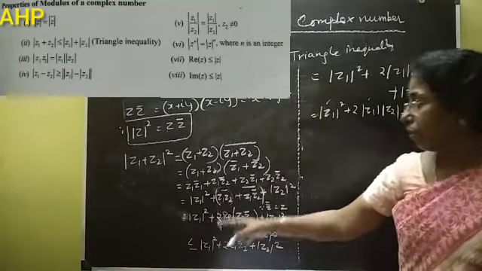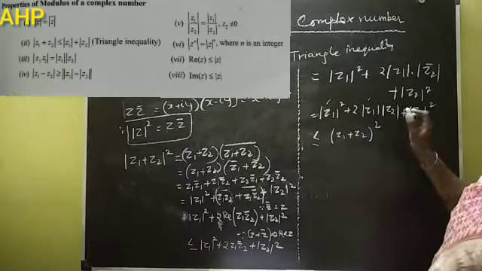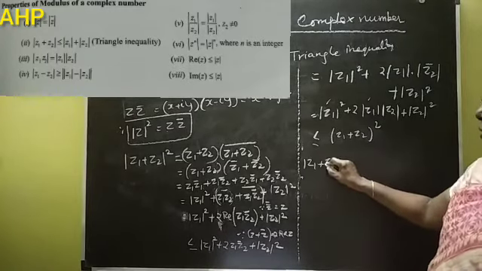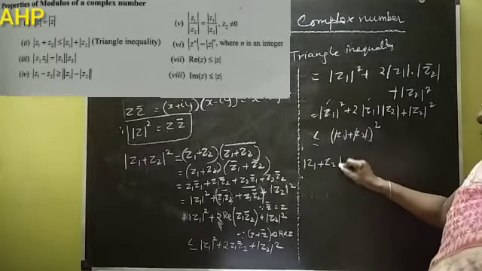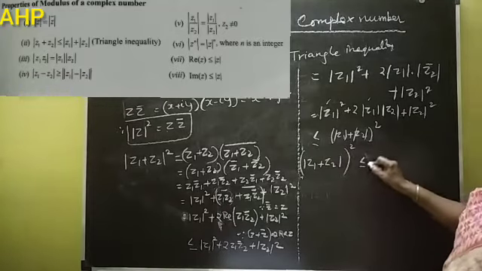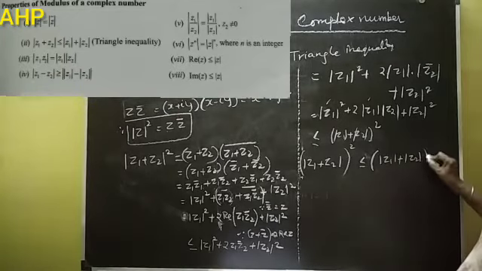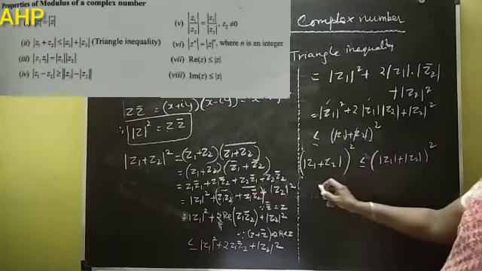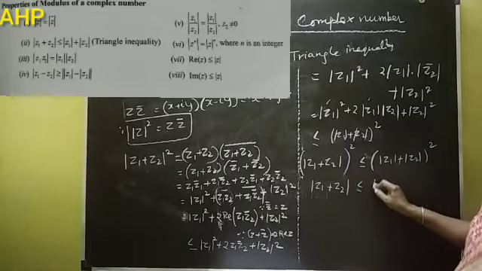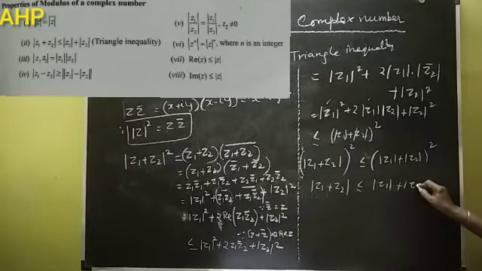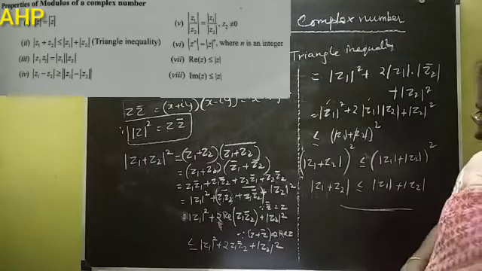So already this is less than or equal to. Therefore, modulus z1 plus z2 the whole square is less than or equal to modulus z1 plus modulus z2 the whole square. Taking the square root on either side, we get modulus z1 plus z2 is less than or equal to modulus z1 plus modulus z2. This inequality is known as triangle inequality.